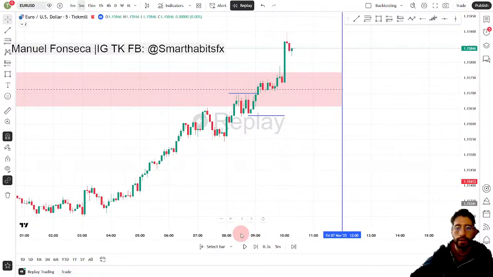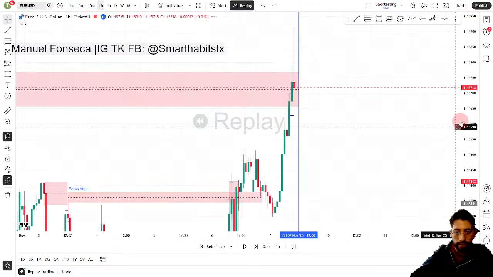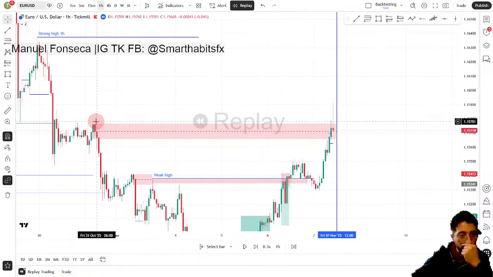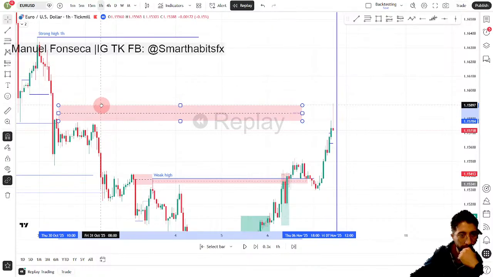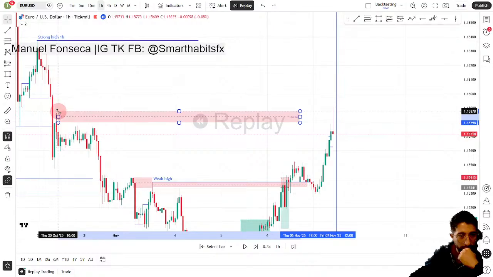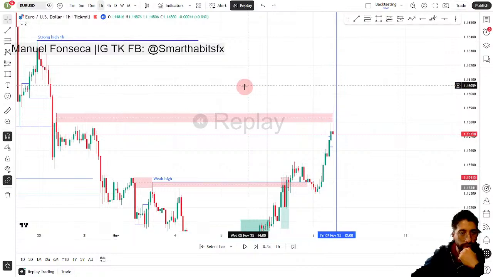Okay. It continued pushing up. All right. So it went to a further area. It took the liquidity of this high. It went to this imbalance. It reacted here. Here, it's a good area to react.